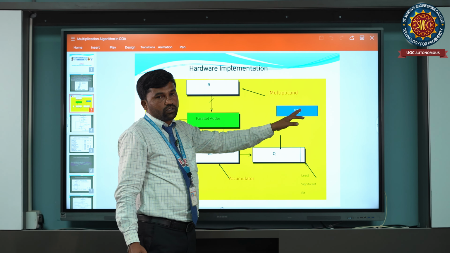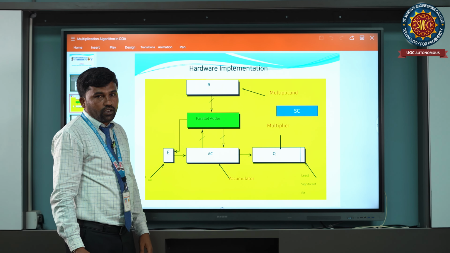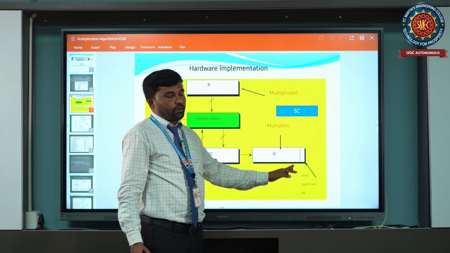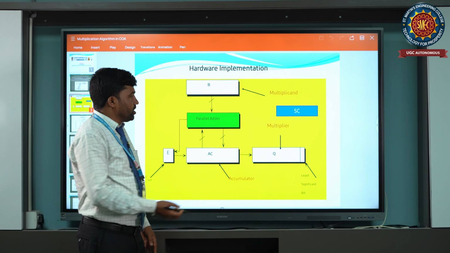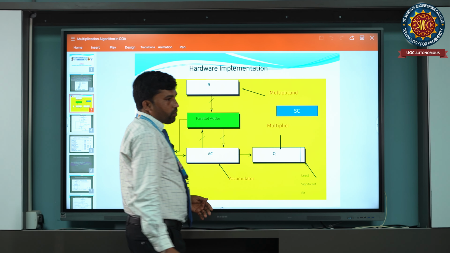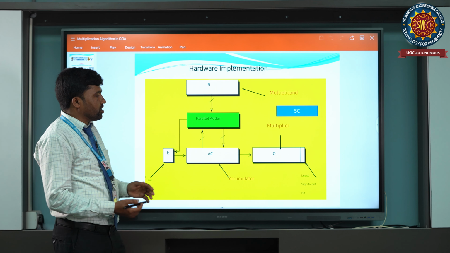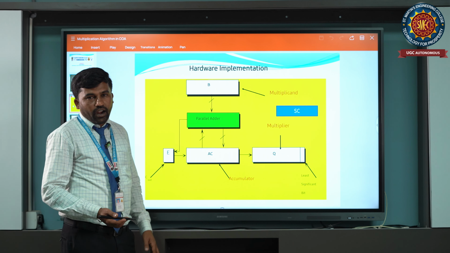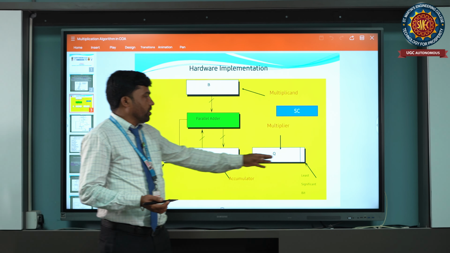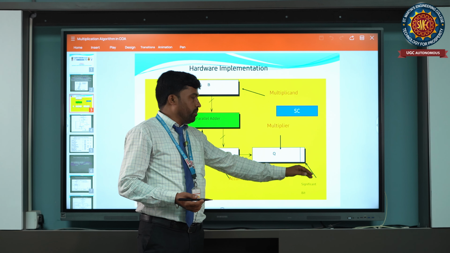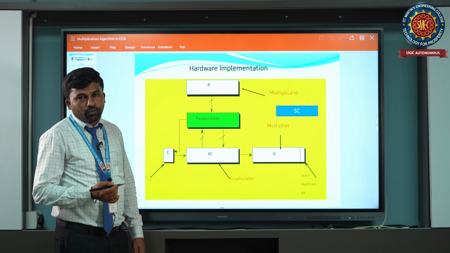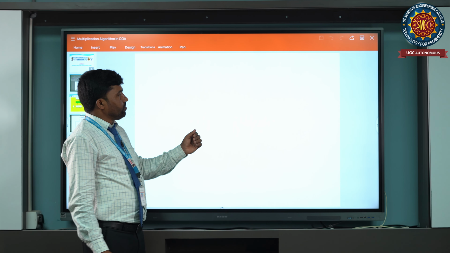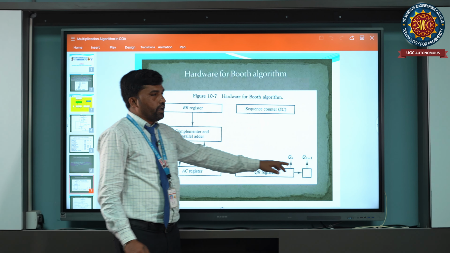The sequence counter counts the bits sequentially. Here there is the least significant bit, and based on the least significant bit we do the process. If the least significant bit is 1, it is a negative number, so we do the add operation to A. If the least significant bit is 0, we directly do the shift right EAQ operation. In both multiplications it is directly based on Qn and Qn plus 1.